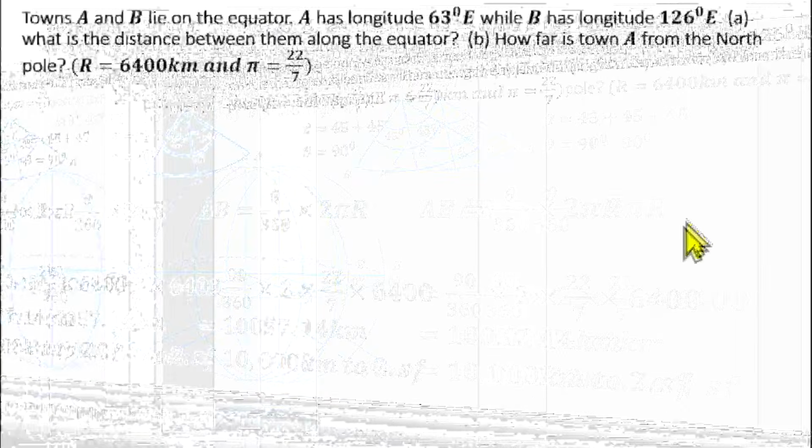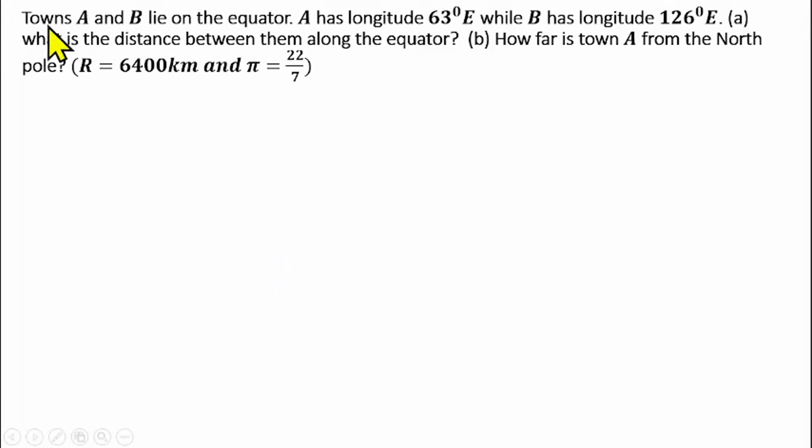Let's see more questions that could challenge us also. We have two towns, town A and town B, that lie on the equator, still on the equator. Town A is at 63 degrees east longitude and B is at 126 degrees east longitude as well. What is the distance between them along the equator, and how far is town A from the North Pole?